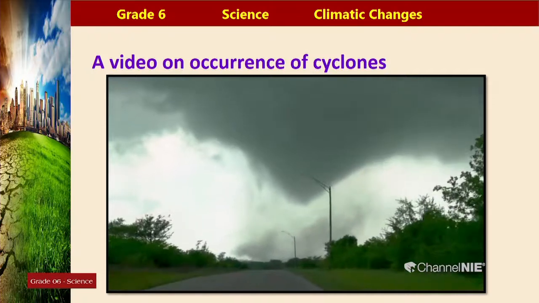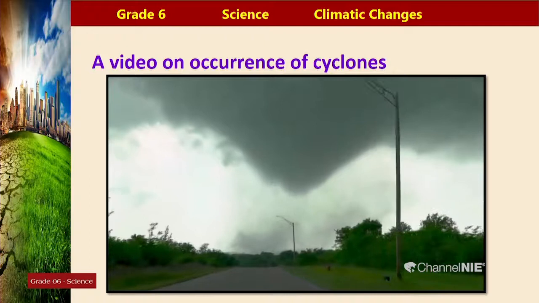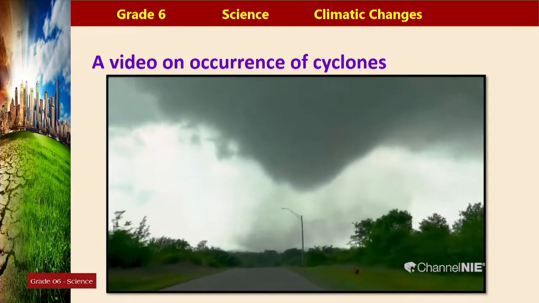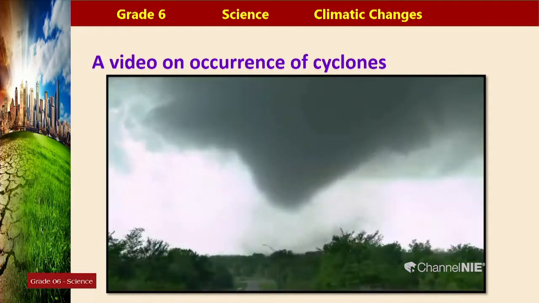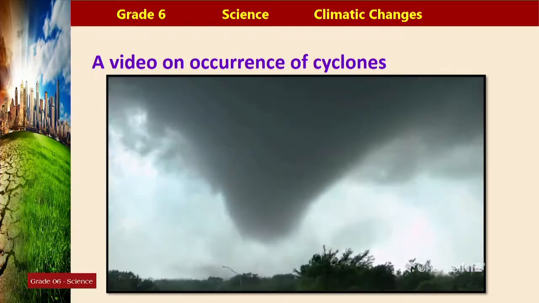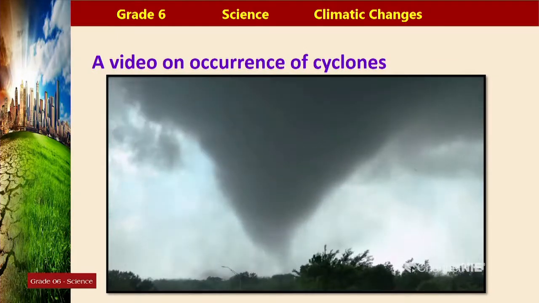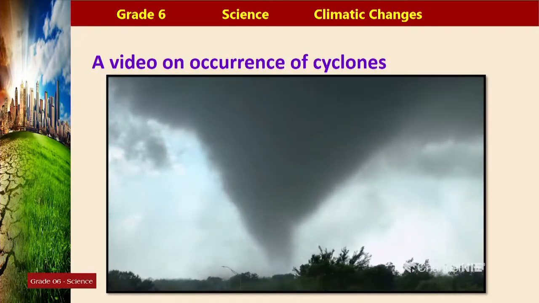This cyclone is called a tornado, a type of cyclone. Although in Sri Lanka we get tropical cyclones, this is a tornado, with less impact than a tropical cyclone. You can see how the air would whirl around a certain point. Air would rotate, moving things up and causing destruction.